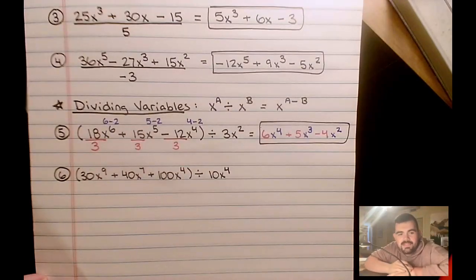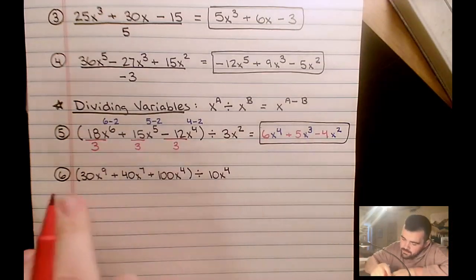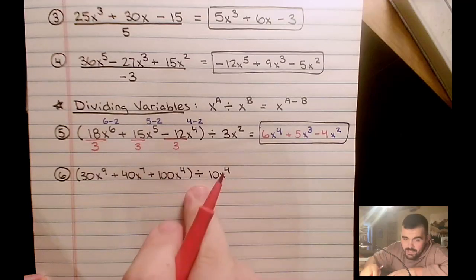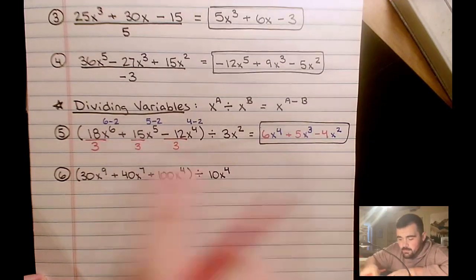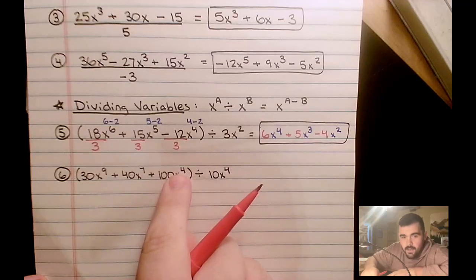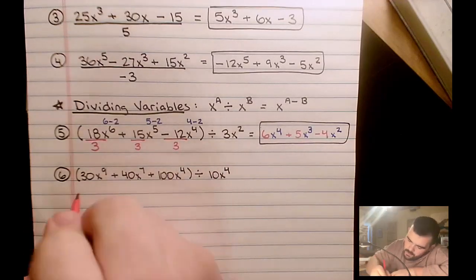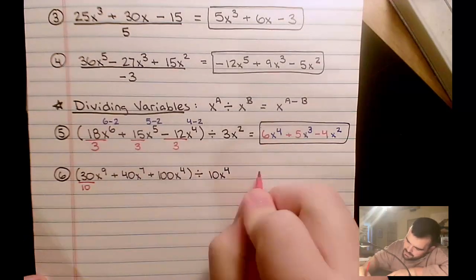30x to the 9th plus 40x to the 7th plus 100x to the 4th, all divided by 10x to the 4th. So we're going to divide those coefficients, so 30, 40, and 100 divided by 10. We're going to subtract the exponents, so 9, 7, and 4, all subtracted by 4. So 30 divided by 10 is 3.